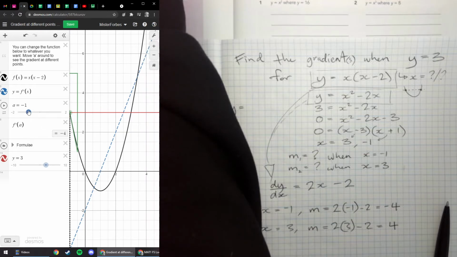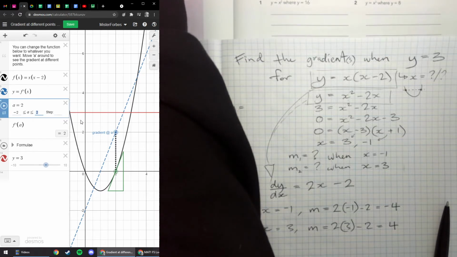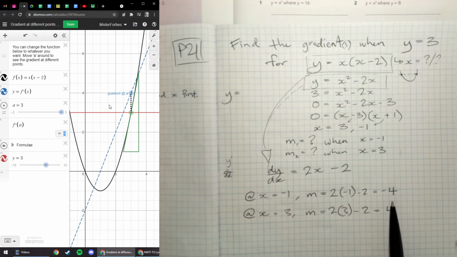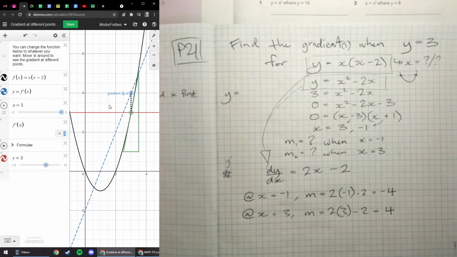Then we'll drag this over to our other x value we were finding a gradient for. I'll make this a bit bigger. We want it to be at 3. So when we drag it across to here, you can see that the gradient is positive 4. So the gradient's just being outputted for you there. So the triangle here is going across 1 and up 4. So pretty much that's a visual reason why.